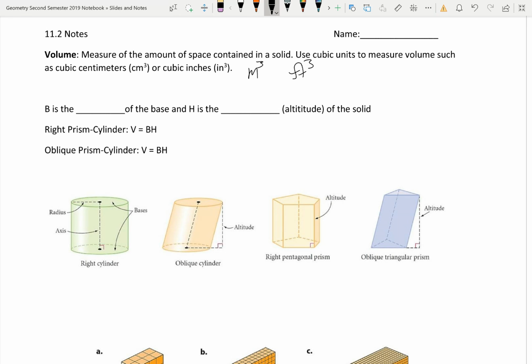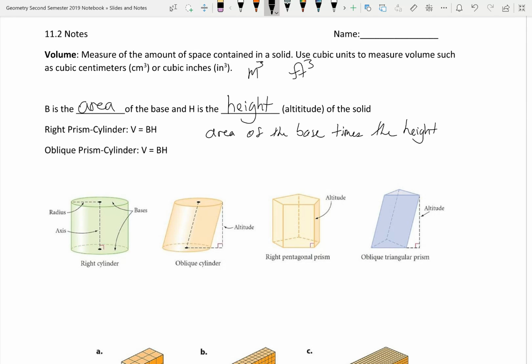In the equation for the volume, B is going to stand for the area of the base. And H is the height or the altitude of the solid. And whether it's a right prism or cylinder, or an oblique prism or cylinder, the volume is still going to be the area of the base times the height of the cylinder.